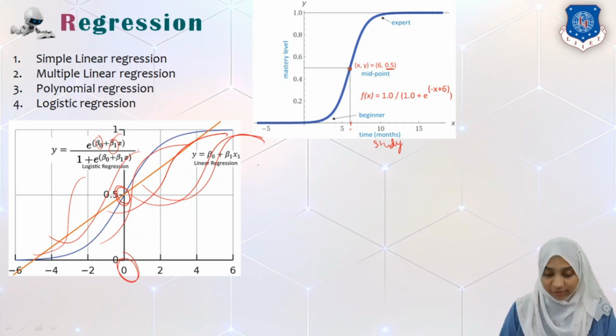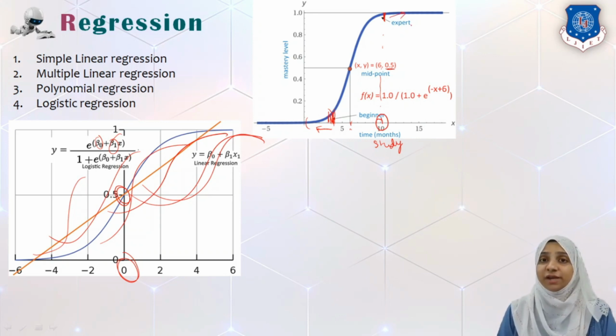As you can see, this is the beginner mastery level, and a beginner is a person who spends less than 4 or 5 months of time. Now, who is called an expert? An expert is someone reaching up to this peak point. So as you can see, any person who spends more than 10 months is called an expert of that particular subject, based on the time contributed to study it.